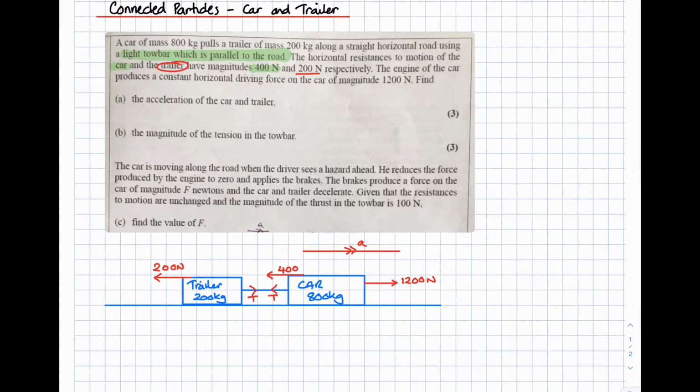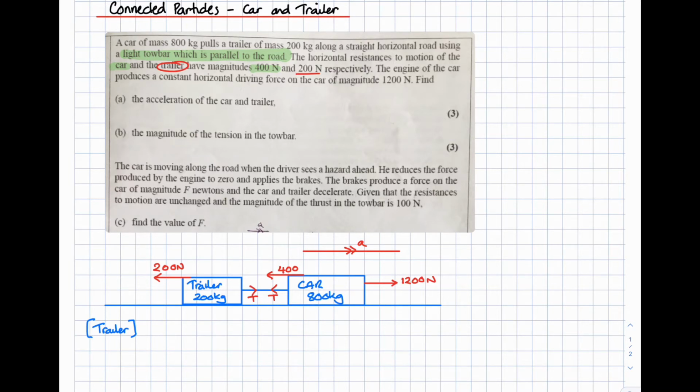Well, on the trailer we've got this tension force acting towards the right, and we've got this resistance force of 200 newtons acting in the opposite direction to motion. So we can set up, using F equals ma, an equation of motion for the trailer. So let's just put a little indicator here. We're going to set up an equation of motion here for the trailer, and remember we're using F equals ma because the objects are in motion, and we need to resolve towards the right.